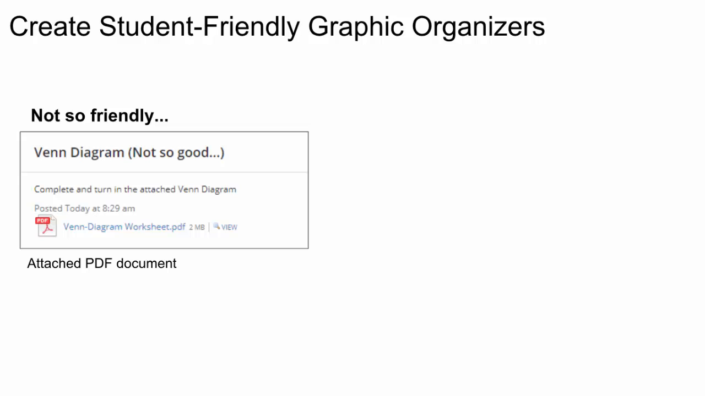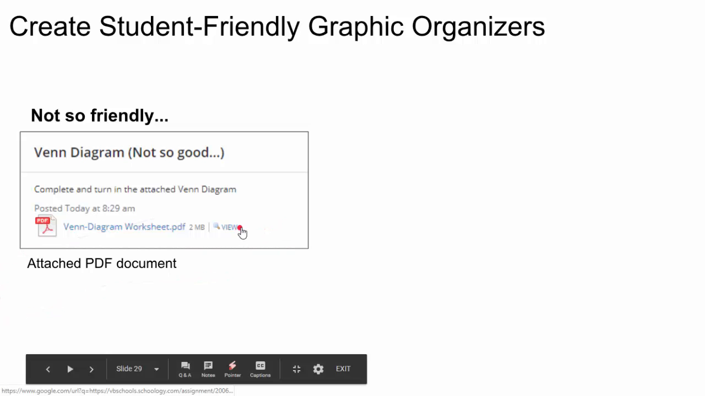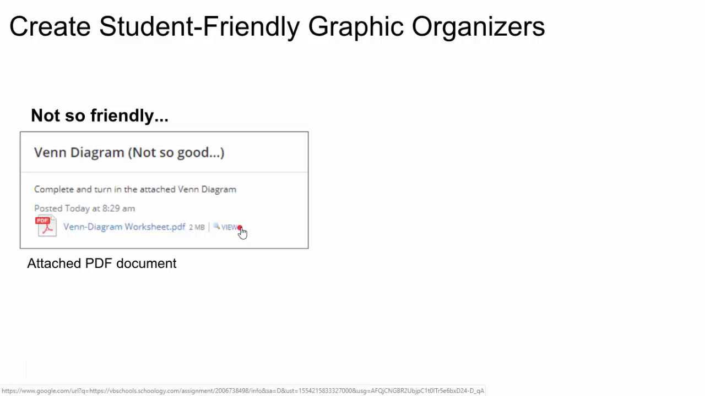But in this not-so-friendly example, what happens here is we have two things. Students can view the file. They can click on the button, and just like we saw earlier, it'll open in the Schoology previewer. They can view it. There's not anything else they can do. They can't annotate. They can't edit directly in the Schoology previewer.